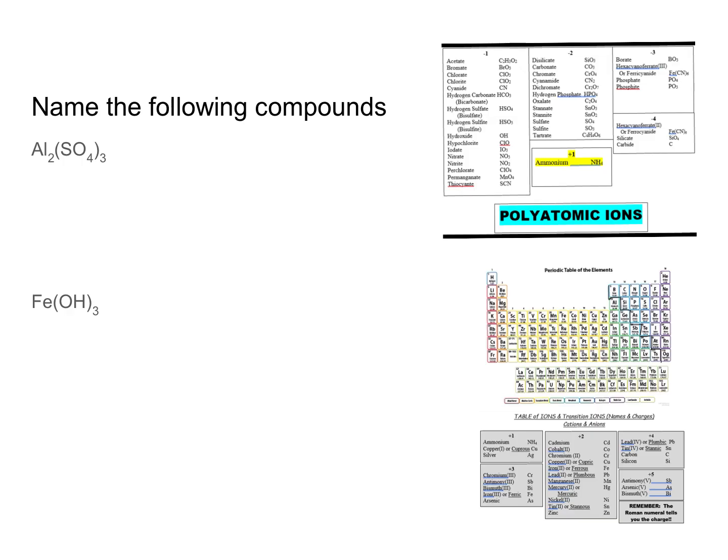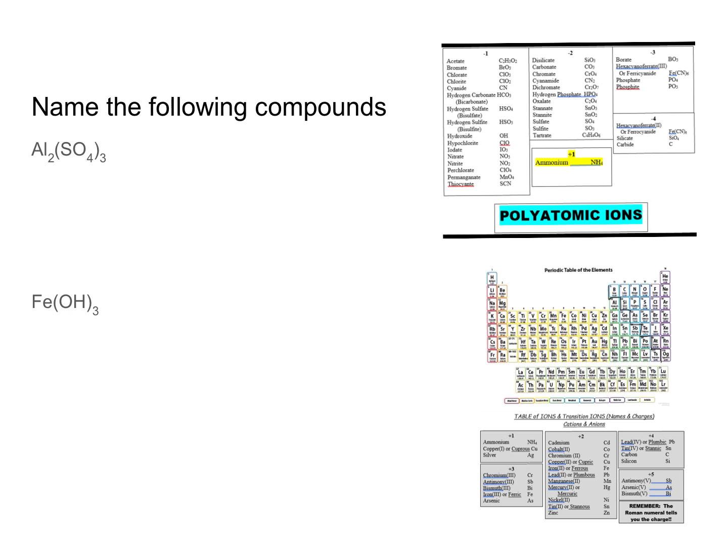Okay, so if you're asked to name these compounds, there's a few references that we need. We have the polyatomic ion chart, which is up here. Then we have our periodic table, which is here, and then your transition ions here. These are all references for you to use, so keep them handy so that they're easily accessible. The first one we're going to look at is Al2(SO4)3, okay?